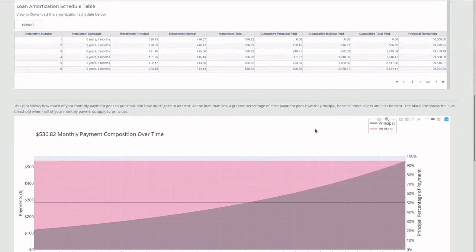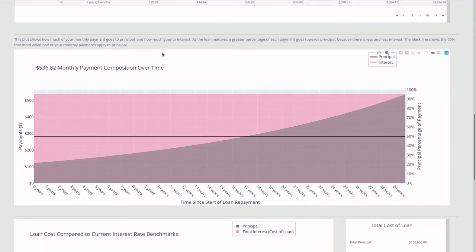Scroll down to the next graph. For this loan, the monthly payment is $536.82. This graph shows how the composition of that payment changes over time. On the y-axis on the left-hand side, you can see the payment number, or the payment amount. The y-axis on the right-hand side shows how much of your payment is going towards principal in terms of percentage.